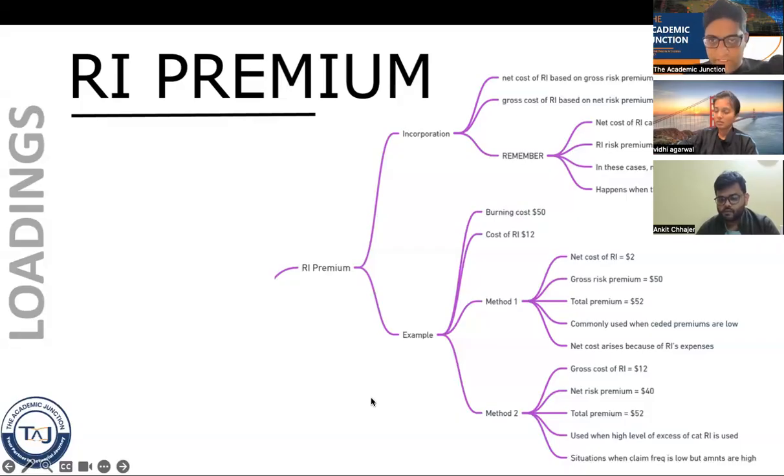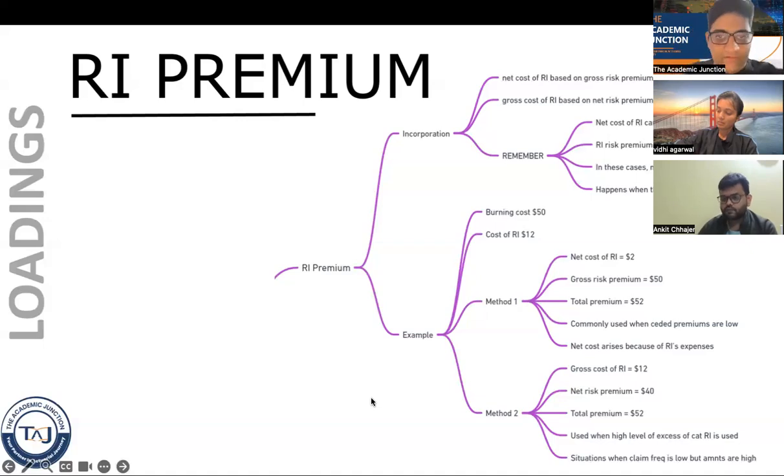So one way of incorporation is effectively identify what the net cost of RI is. And the net cost of RI is nothing but premium minus recovery. That is the net cost of RI, right? So add that to the gross risk premium, you'll get the total premium. That is one way of adding. Second way of adding is take the gross cost of RI, take the burning cost, which is effectively net risk premium, which is effectively gross risk premium minus reinsurance recoveries, and then add it to the gross cost of RI, which comes to the same premium.